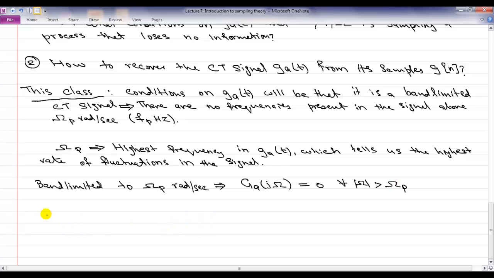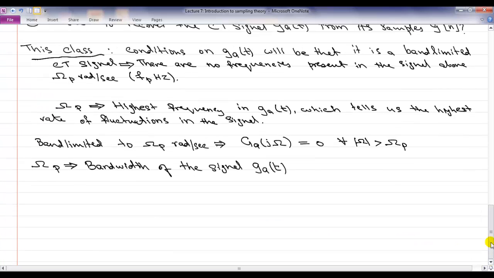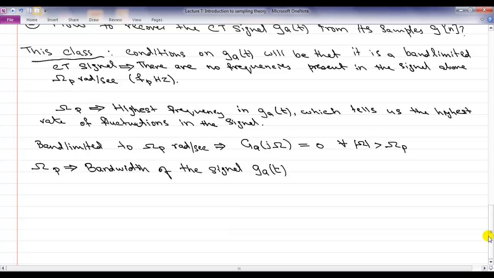So omega p is called the bandwidth of the signal g_a(t). So figuring out whether the signal is band limited or not is as simple as just looking at the Fourier transform of the signal and seeing whether it becomes 0 after a certain range or not.